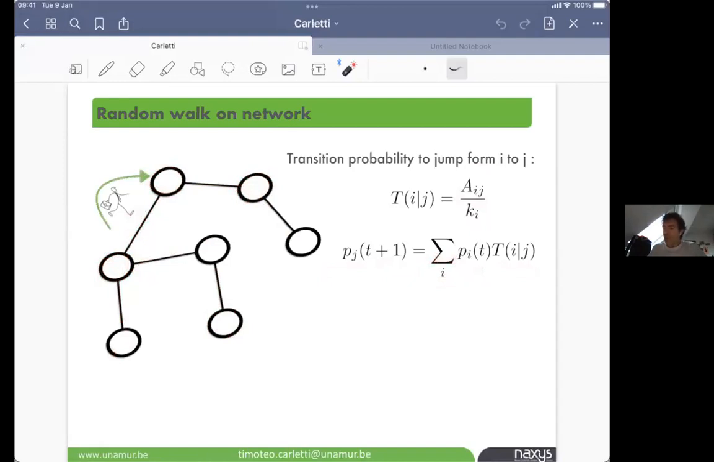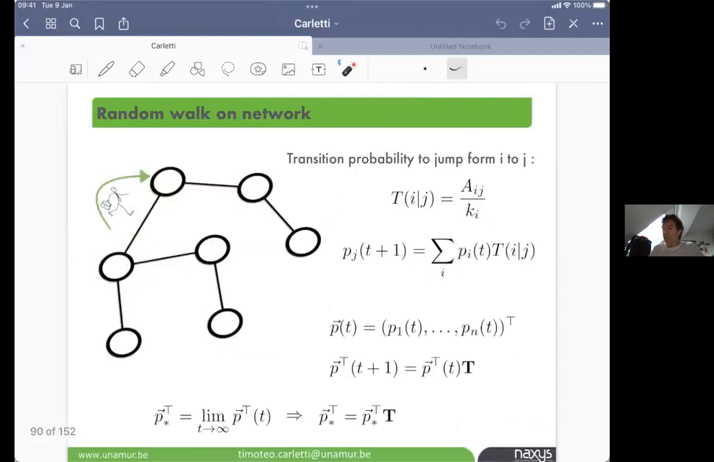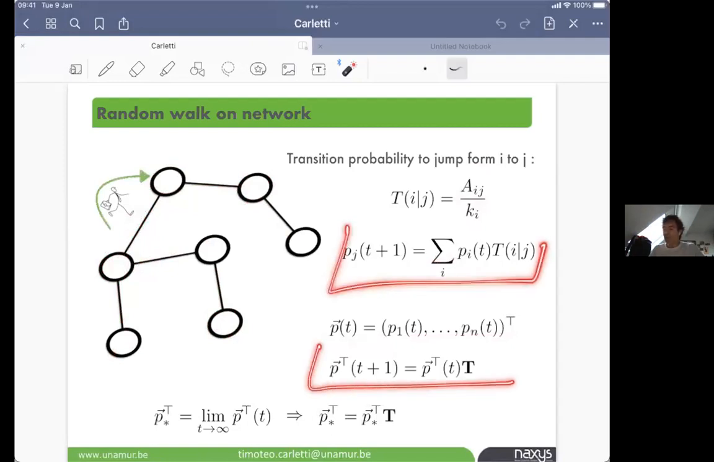Once you have this equation, you can write it in compact form with a vector, which is a very huge vector because it has as many components as the number of nodes. And then this equation can be rewritten as p transpose (t+1) equals p transpose (t) times P. This is just a remark. This is a Markov process because the next step depends only on the present. And so in this kind of Markov process, we work with row vectors instead of column vectors. It's just a notation. So that's why we use p transpose at time t+1.